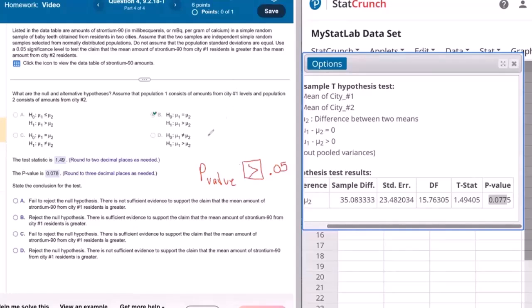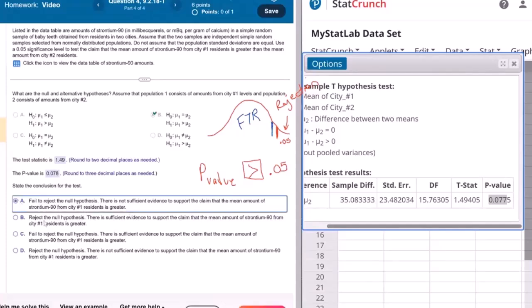If I were to look at it on a curve over here, this is 0.05. This is my rejection area, but I'm not in that area because only things smaller than 0.05 would be in there, and 0.078 is bigger. This is the fail to reject. There is not sufficient evidence, that's true, to support the claim that the mean amount of strontium-90 from City 1 residents is greater. Yes, I can't reject it because I'm not in my rejection region.